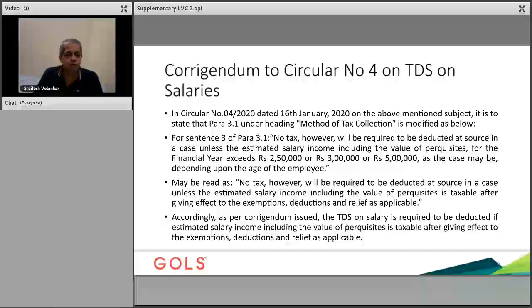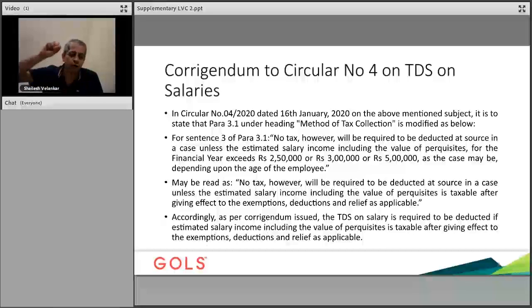No tax will be required to be deducted at source unless the estimated salary income exceeds 2,50,000. No tax will be required to be deducted at source in a case unless the estimated salary income is taxable after giving effect to the exemptions. What was the problem which the government tried to amend by making this provision?